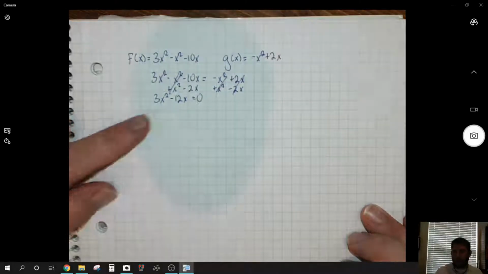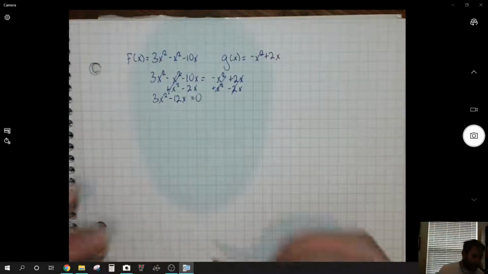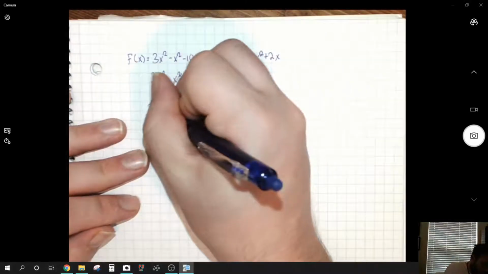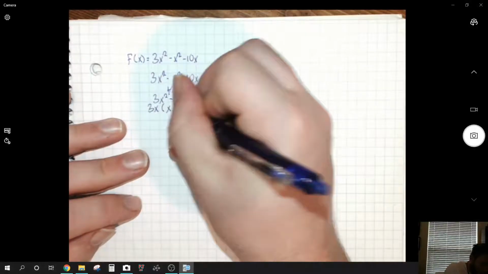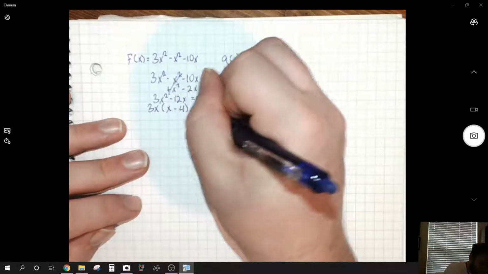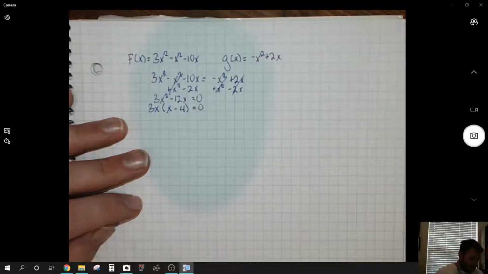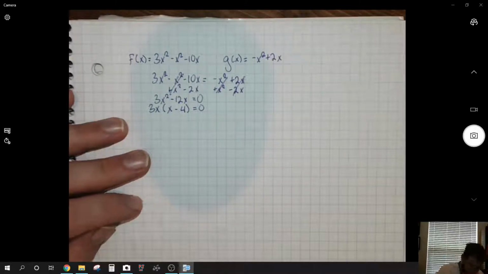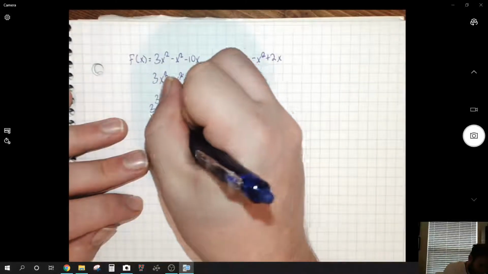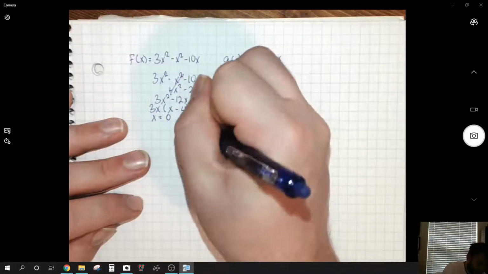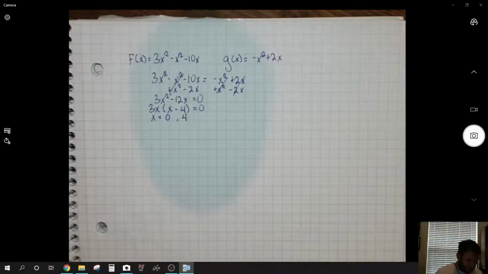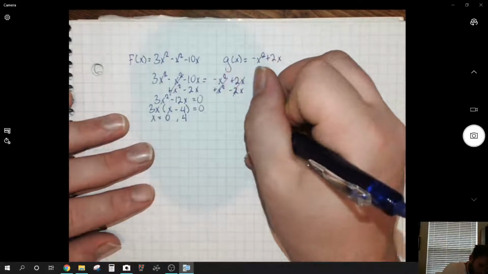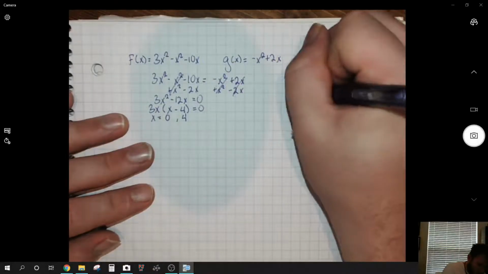And now this problem I can easily factor. I notice there's a 3x in both terms, so factor out what's in common. And then from here, I have x equals 0 and 4. So then my integral is going to look like this, from 0 to 4.